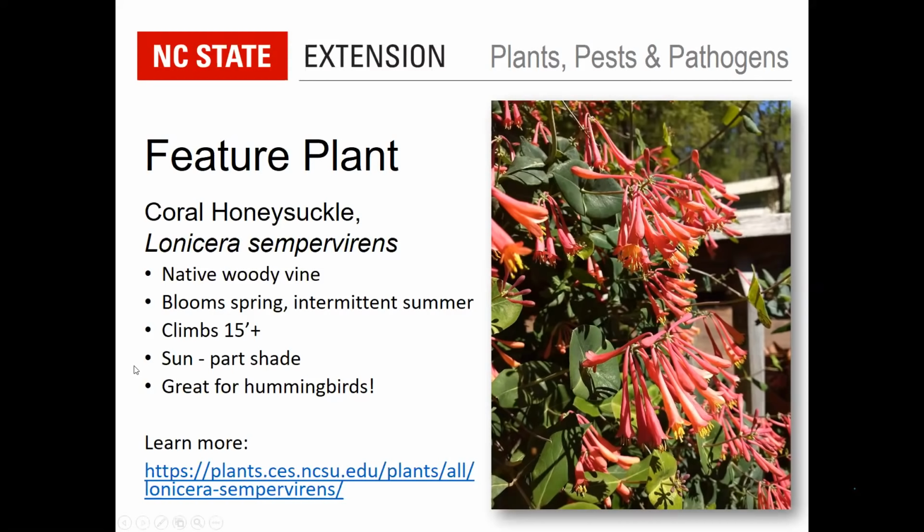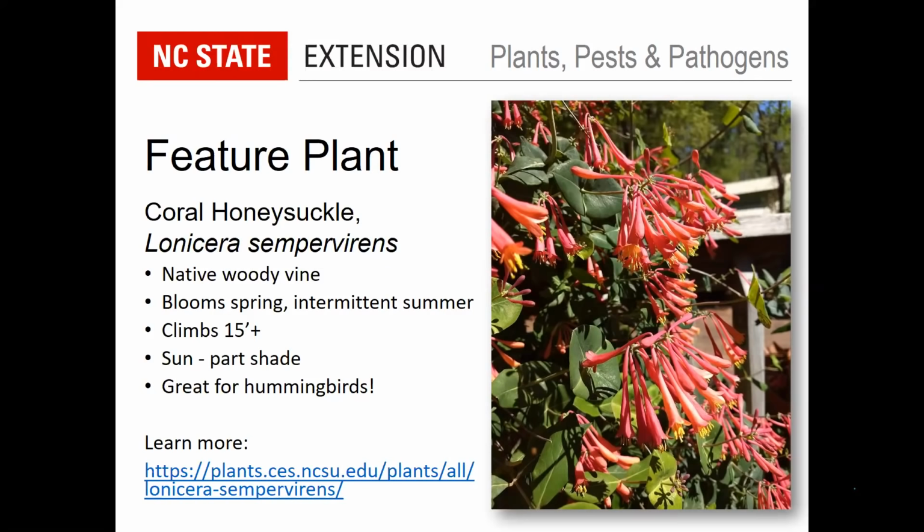I did want to mention I had some pictures on our opening slide of coral honeysuckle. This will be our feature plant for the month. It is a native woody vine that's blooming right now, and it blooms when the hummingbirds start coming back. So it's usually one of the first plants you see hummingbirds visiting.